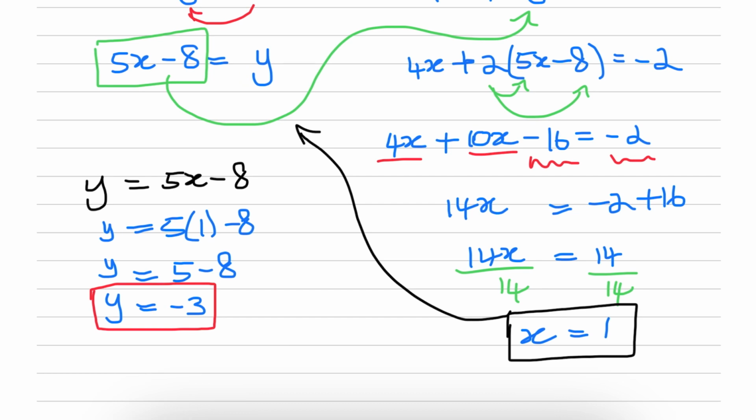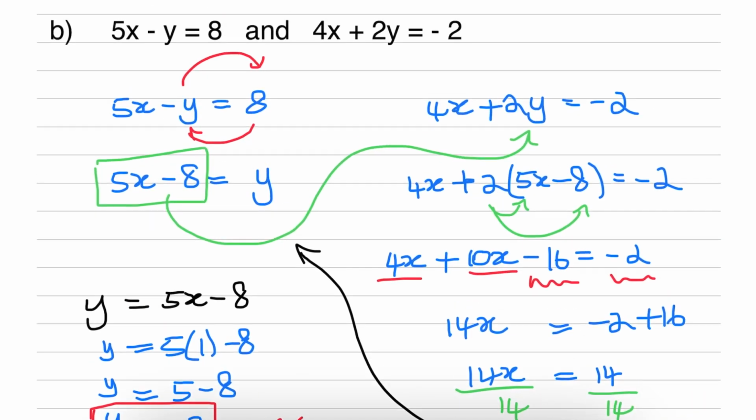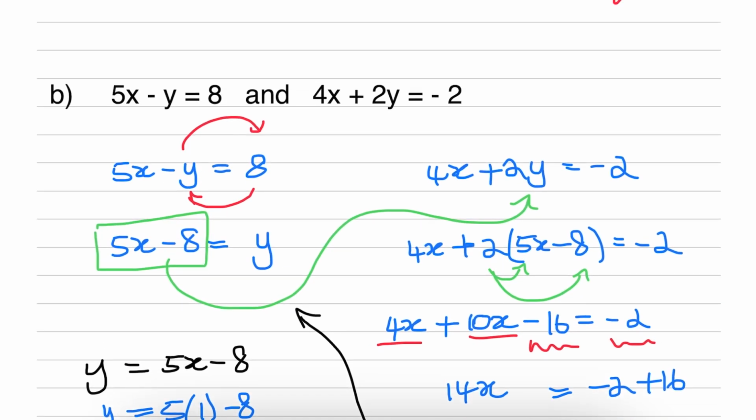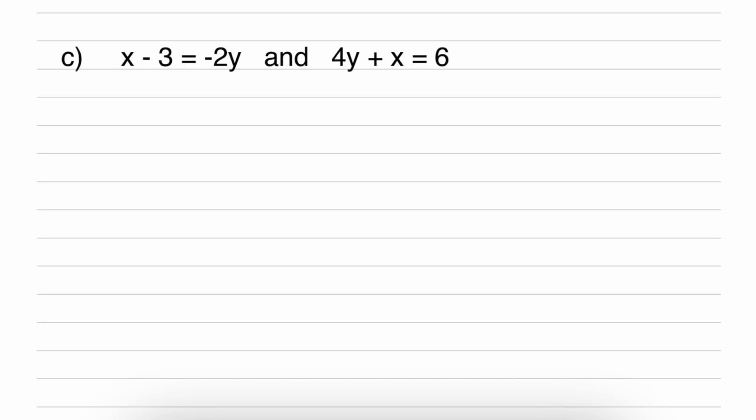Okay, and so here are your answers. Y is equal to negative 3 and x is equal to 1. These are the solutions for those two equations. Right, so on to our last example for substitution. Here we have x minus 3 equal to negative 2y, and also 4y plus x equal to 6.